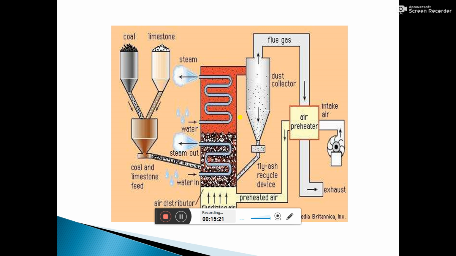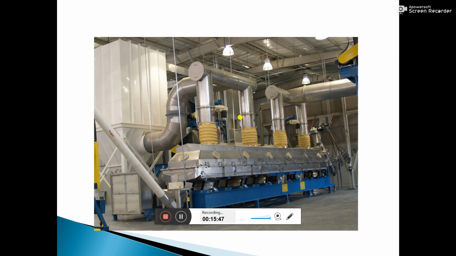The small quantity of fuel that goes through the flue gas is collected at the dust collector and it is recirculated, and the flue gas, on the way to the exhaust pipe, preheats the intake air. The intake air is preheated, and that heated air is supplied to the fluidized bed. This is a picture of a fluidized bed in an industrial setup.